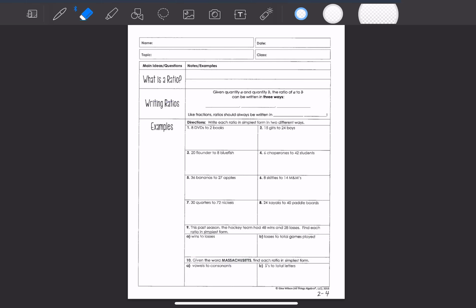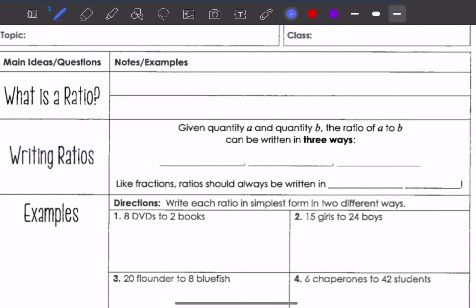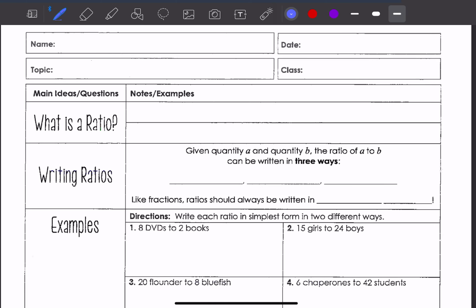Okay, for our next set of notes, we're going to be on page 2-4 of our Unit 2 notebook. We're talking about ratios. We're going to fill in the definition for ratio. A ratio is a comparison of two values.